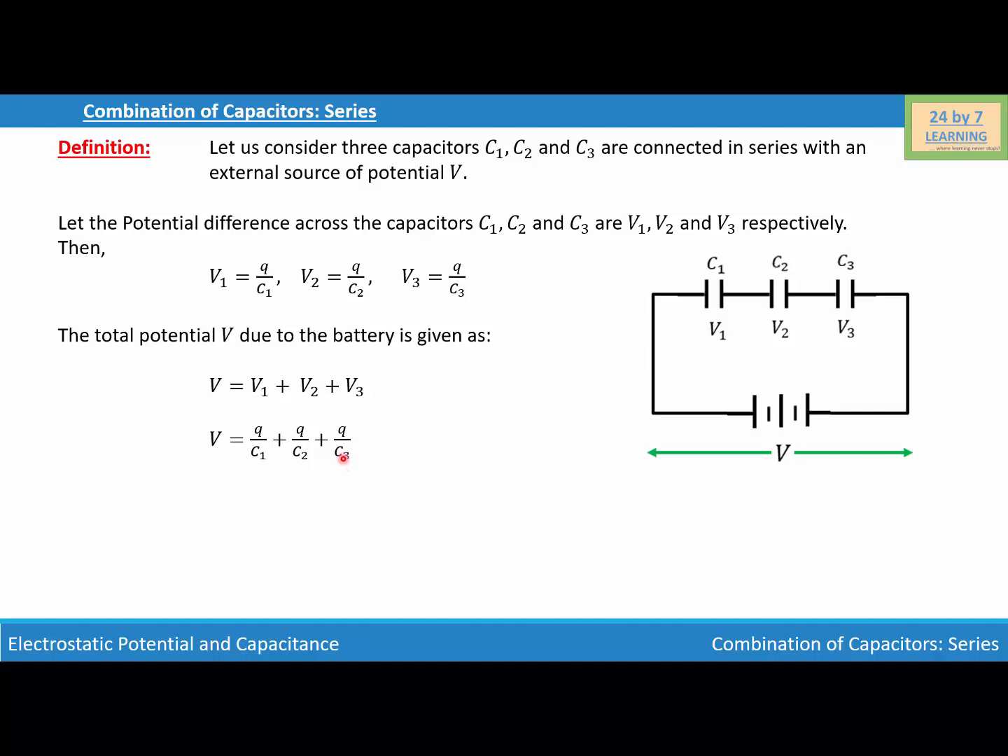Now, as we can see, Q is common, so we can take Q common, and if we do that, we will write V is equal to Q. Inside the bracket, we have 1 over C1 plus 1 over C2 plus 1 over C3. Let the total capacitance across the circuit be C, which is given as C is equal to Q over V. Let's substitute the value of V, which is Q times the bracket 1 over C1 plus 1 over C2 plus 1 over C3, in this equation.